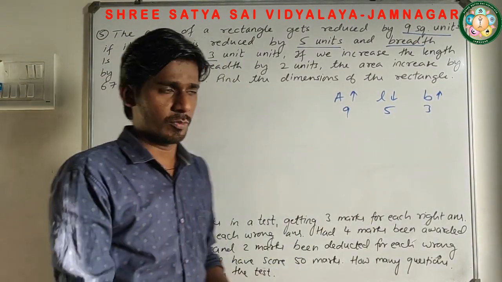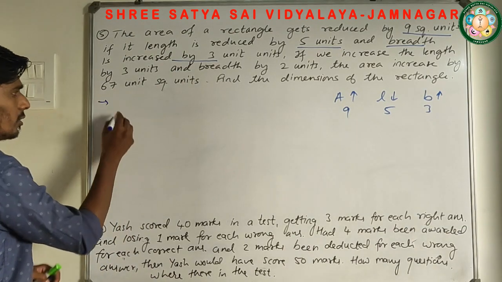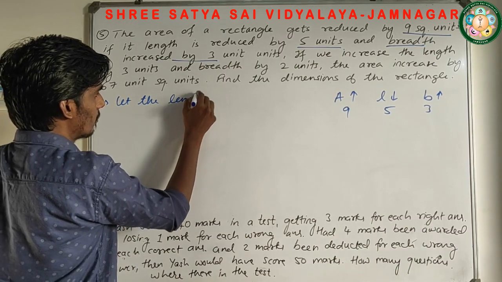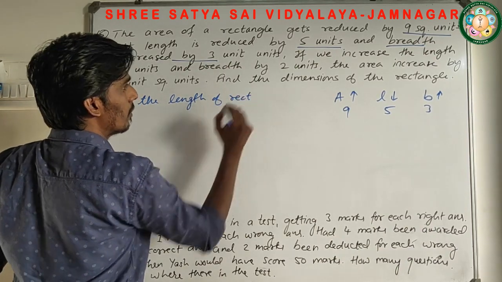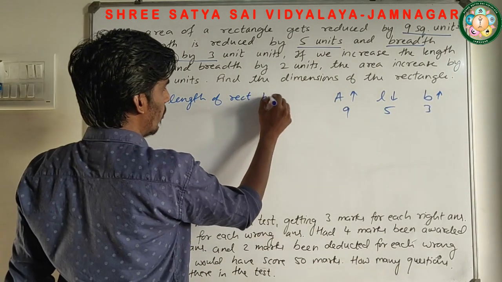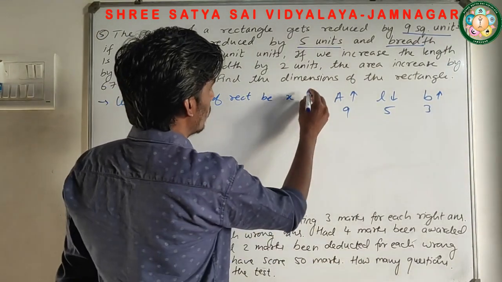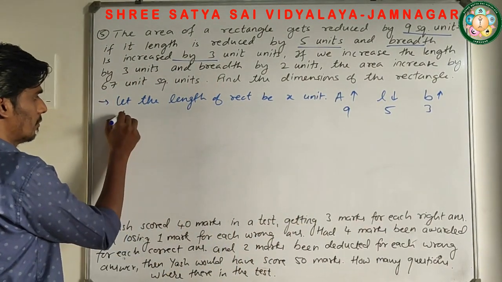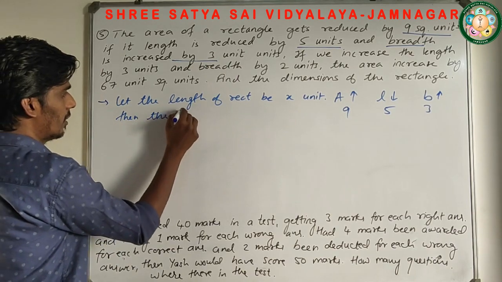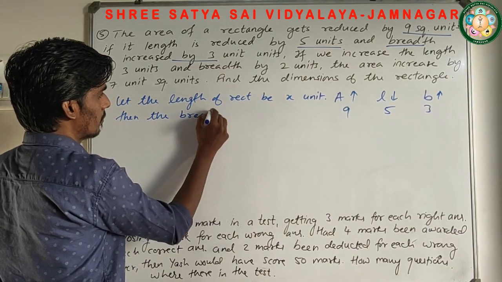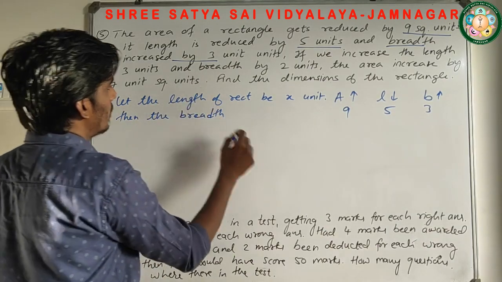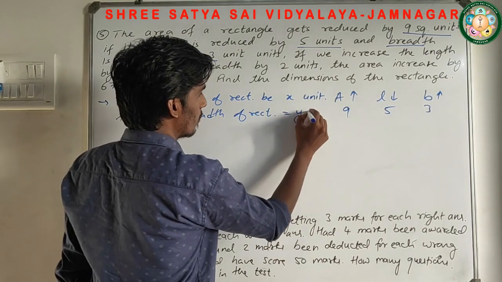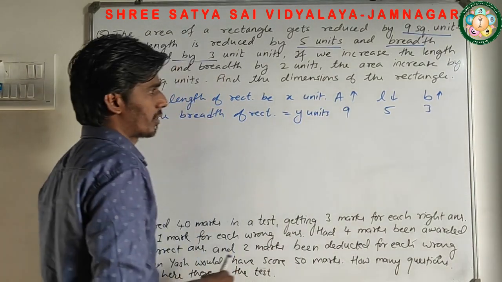Before forming the equation, let's suppose the length of the rectangle be x units. लेंथ को क्या बना लिया? X. And definitely the breadth of the rectangle equals y units.